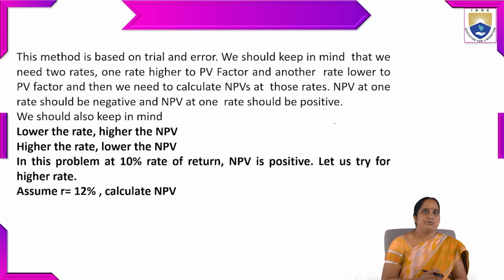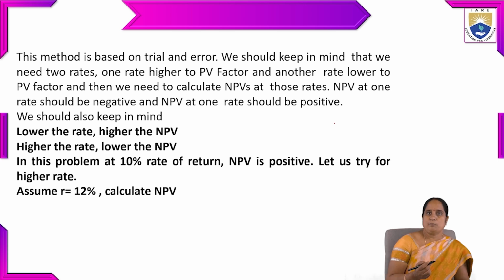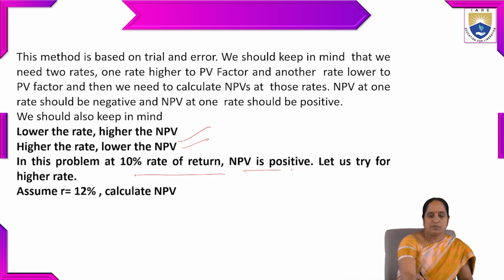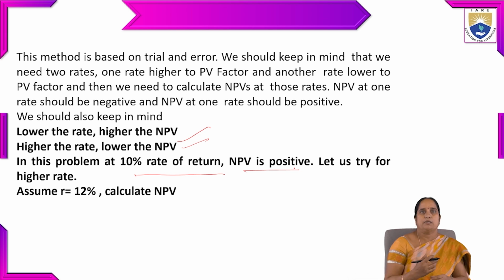Then this method is based on trial and error. We should keep in mind that we need two rates. One rate is higher to PV factor and the other rate is lower to PV factor. And then we need to calculate NPVs at those rates. So NPV at one rate should be negative and NPV at the other rate should be positive. We should also keep in mind: lower the rate, higher the NPV; higher the rate, lower the NPV. So in this problem, at a 10% rate of return, the NPV is positive. So let us try for a higher rate.